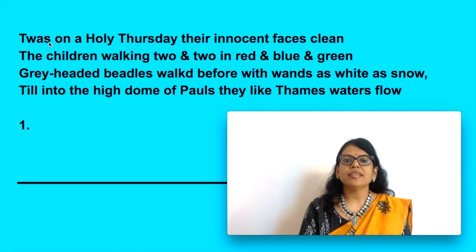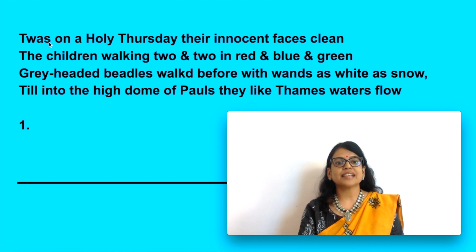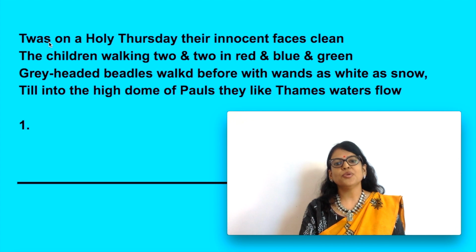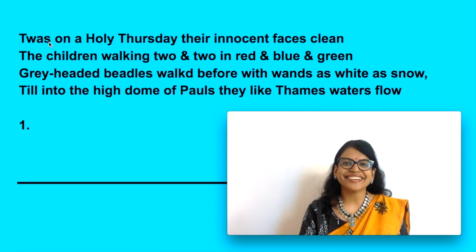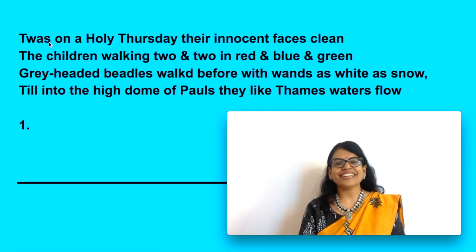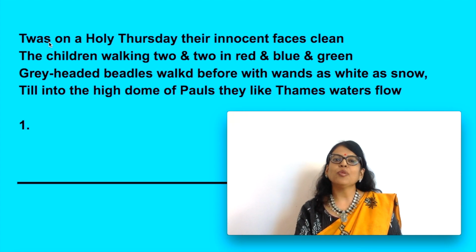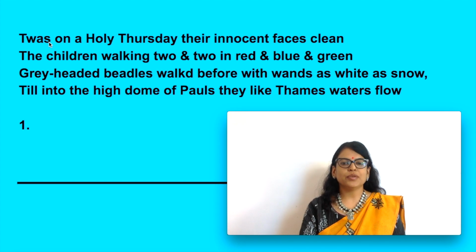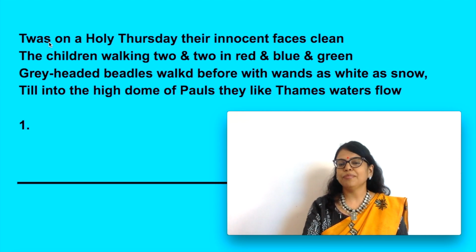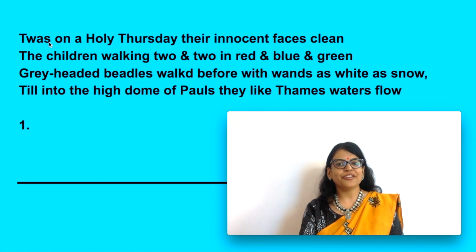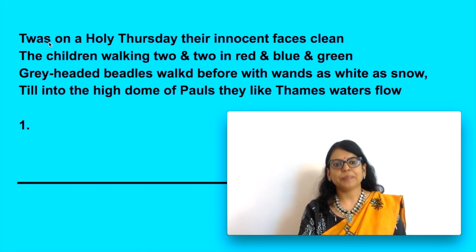It was on a holy Thursday, their innocent faces clean, the children walking two and two in red and blue and green. So it was a holy Thursday, the children were all washed up and spruced up, their faces were clean, and they were walking in two and two. So it was a line which had two children in each place, and then they were walking in this file towards the St. Paul's Cathedral. And red, blue, and green, this is the color of the clothes that the children are wearing.